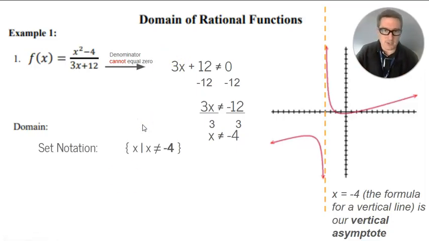So in set notation, we write x is every x that is not -4. That's what the set notation means. It's actually the easier one to write. Now let's talk about the interval notation.